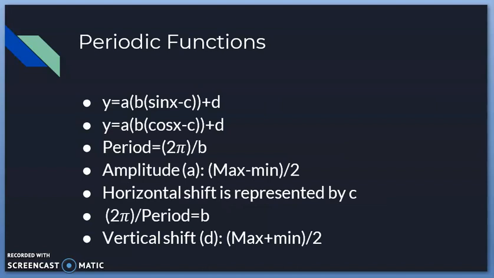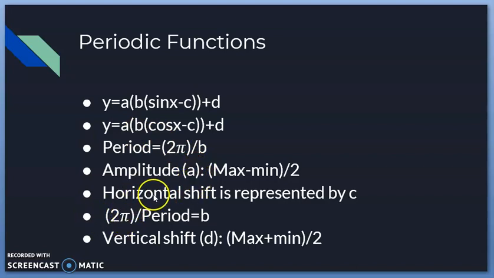Let's cover some basics regarding periodic functions. A typical periodic function is written in this form: y equals a sine of b(x minus c) plus d, or y equals a cosine of b(x minus c) plus d. The only difference between these two is the sine of x and the cosine of x here. A period, again, is found by doing 2 pi over b. The amplitude is the maximum minus the minimum divided by 2, and this is always an absolute value, so it can't be negative.